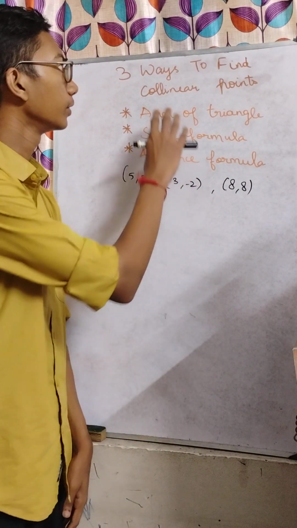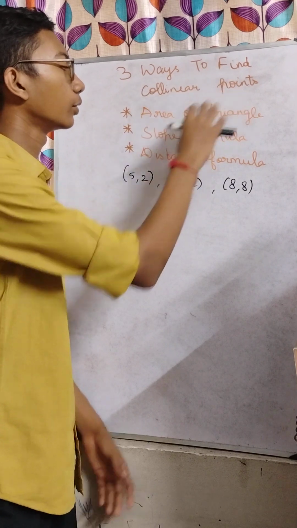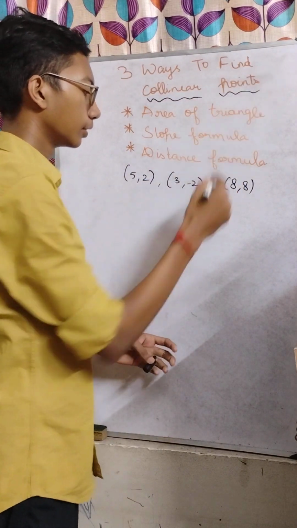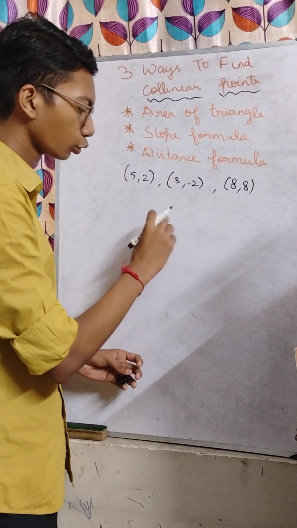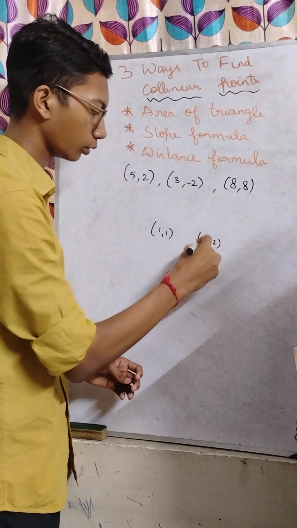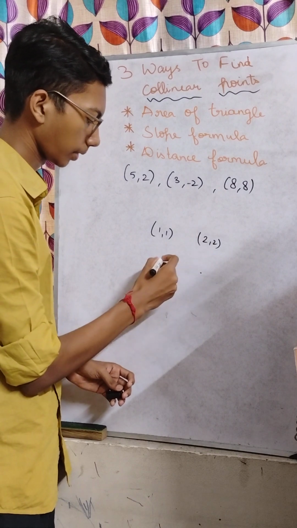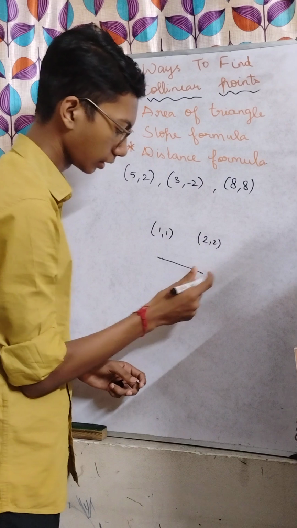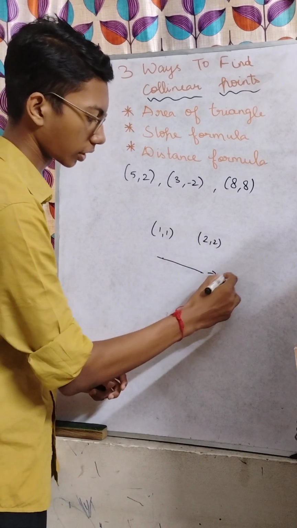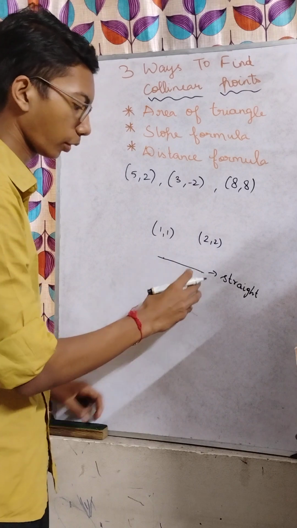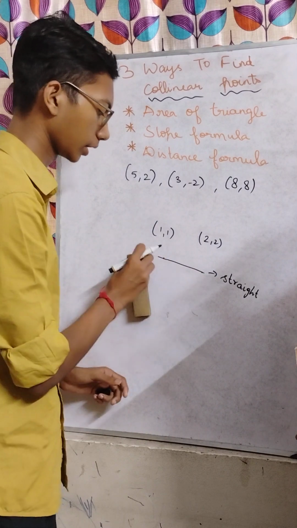In this video, we will see three ways to find collinear points. First, what are collinear points? So, we have any 2 points on a coordinate plane. Let's say we have (1, 1) and (2, 2). These two we can draw like this, and we can say these 2 points are on a straight line. So if we have any 2 points, they can always be in a straight line.